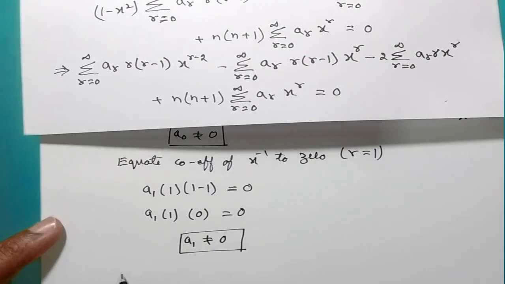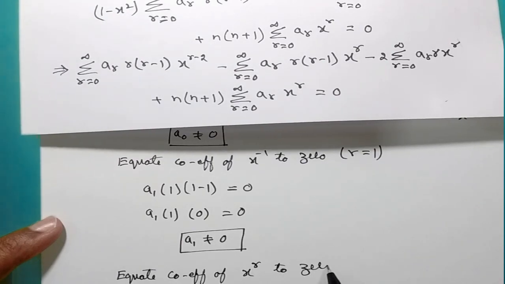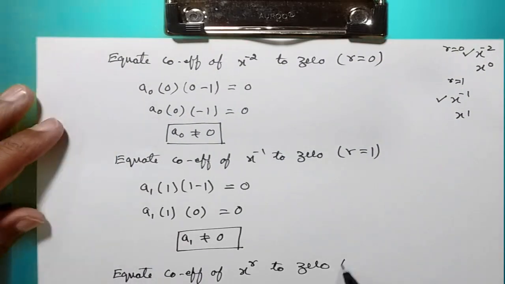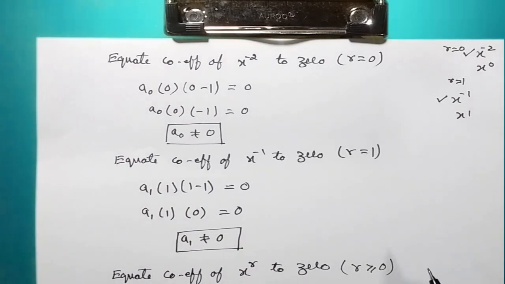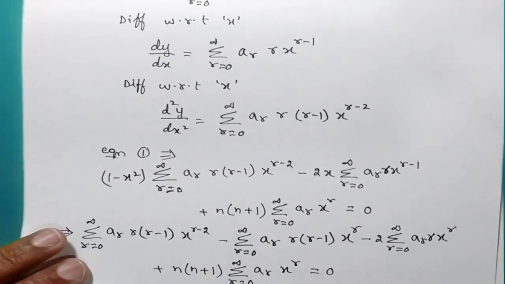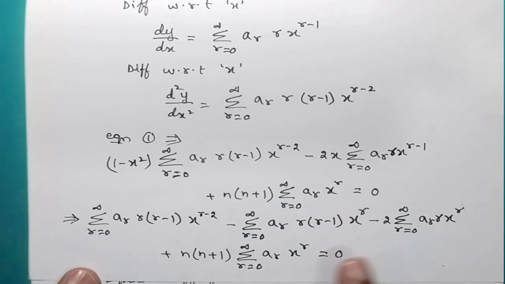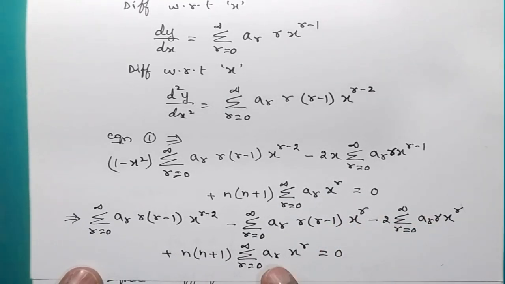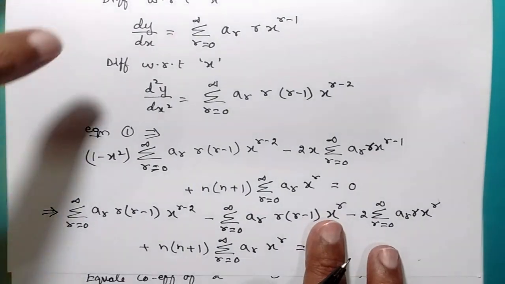Now we'll try to equate the general power of x to 0. Equate the coefficient of x power of r to 0, general expression. And here for all the values of r greater than or equals to 0, we will try to find out a general expression. So if you try to observe this equation, go back to the equation. This is already x power of r here. This is also x power of r, x power of r. So second, third and fourth term are already having x power of r. Only in the first term you have to make this as x power of r.